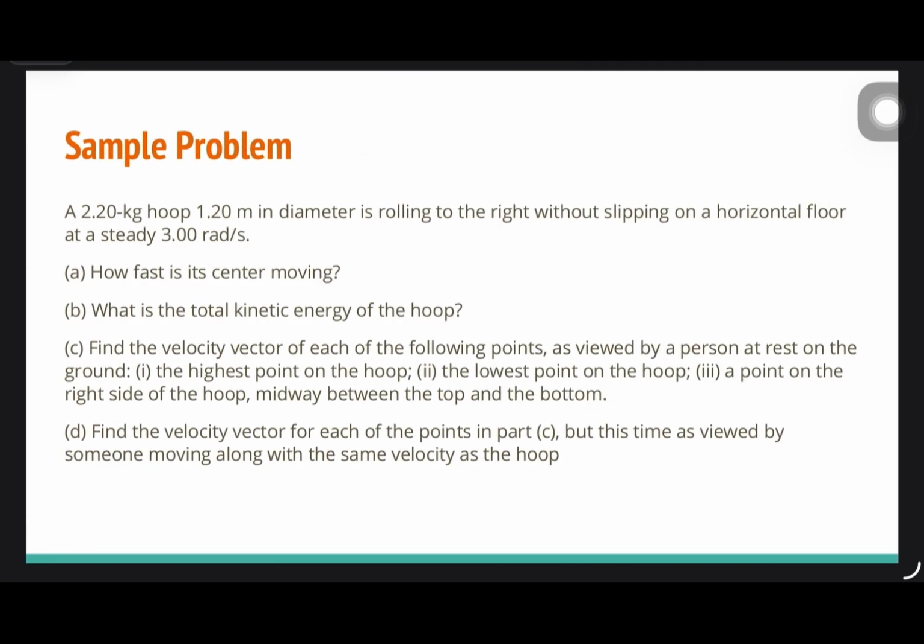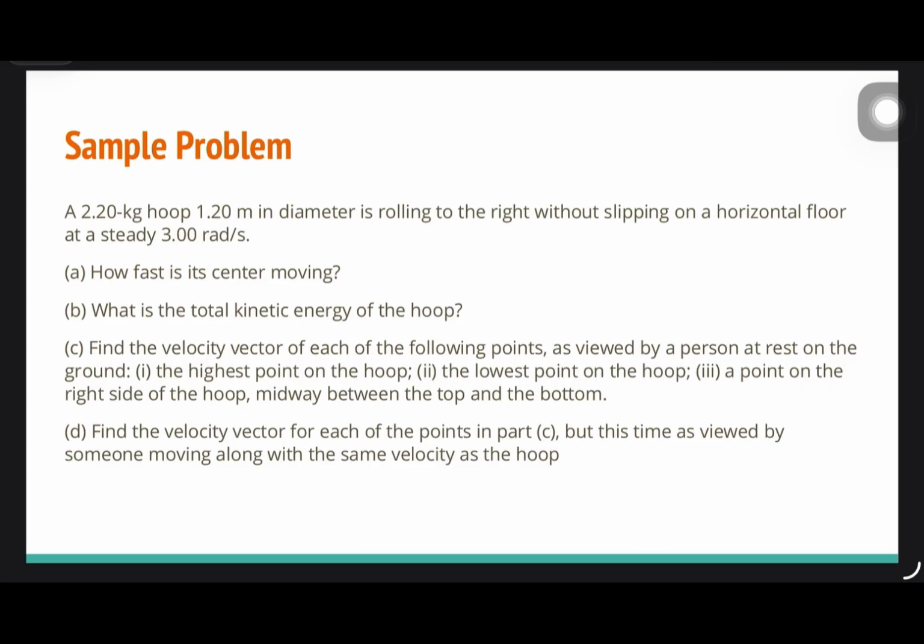Next item. A 2.20 kilogram hoop, 1.20 meter in diameter, is rolling to the right without slipping on a horizontal floor at a steady 3 rad per second. For letter A, how fast is its center moving? Letter B, what is the total kinetic energy of the hoop? Letter C, find the velocity vector of each of the following points as viewed by a person at rest on the ground.